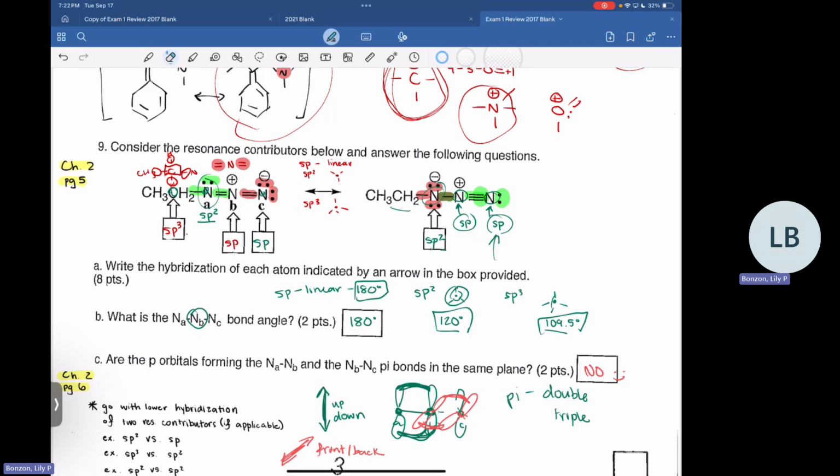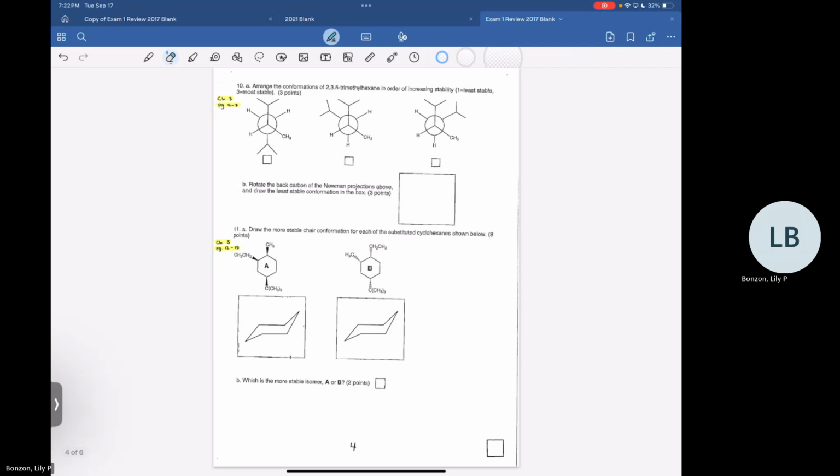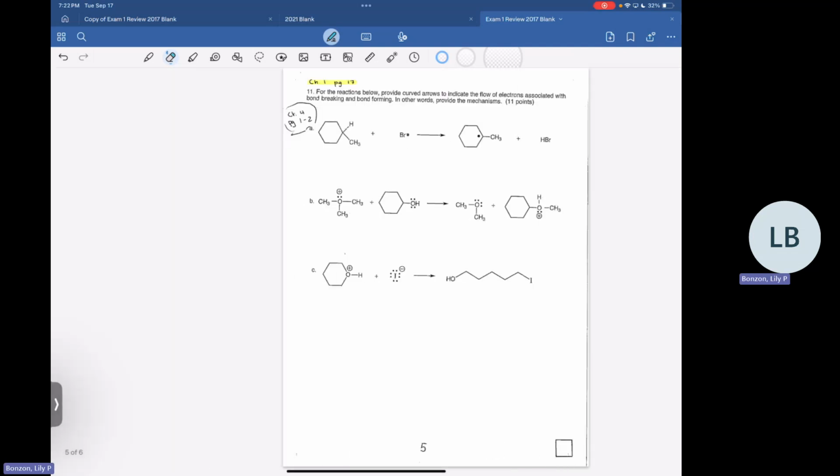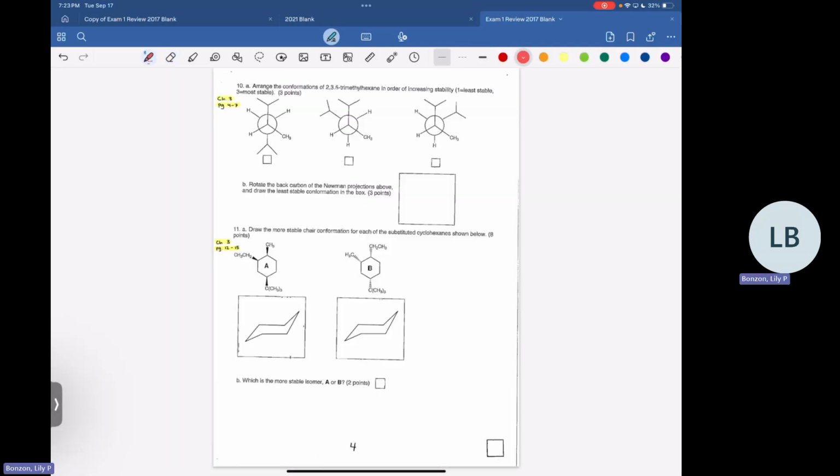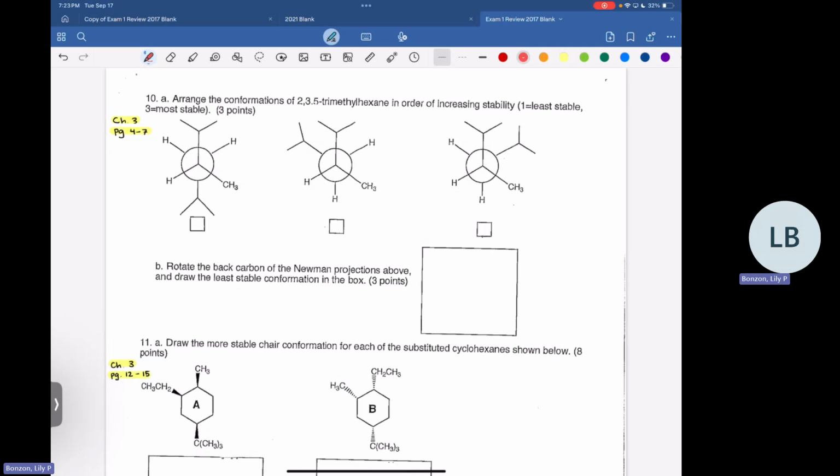Okay, I'm going to go ahead and move on. How many more pages do we have? Oh my god. Okay. So now we have our Newman projection question. Arrange the conformations. Luckily, we don't have to draw for this one. Arrange the conformations in order of increasing stability.